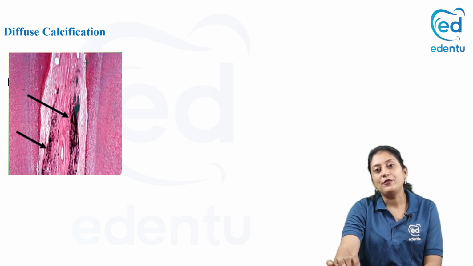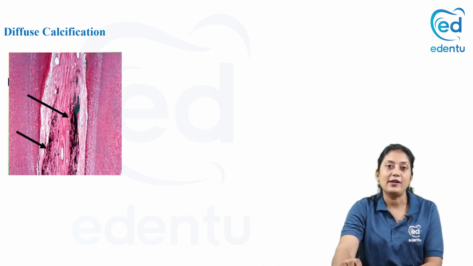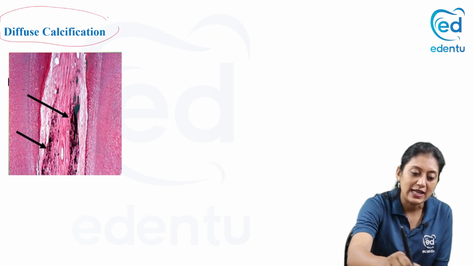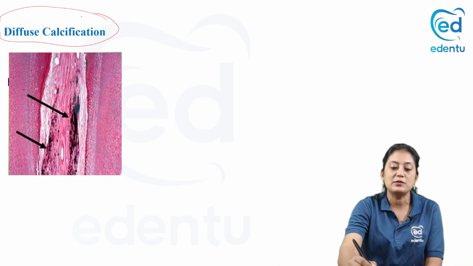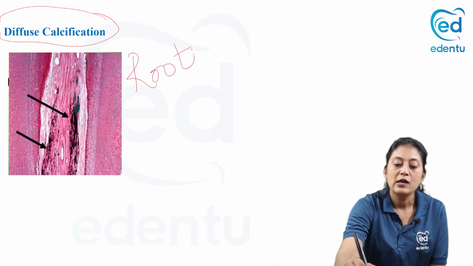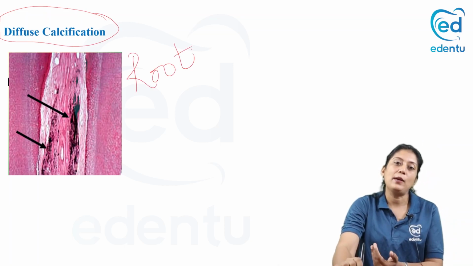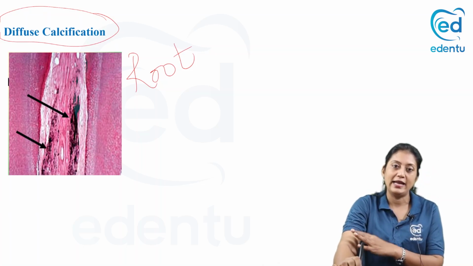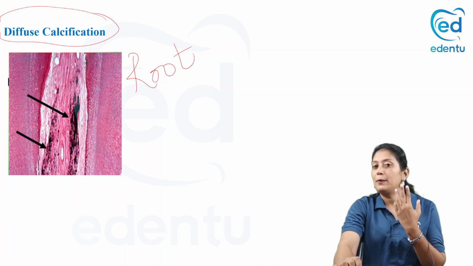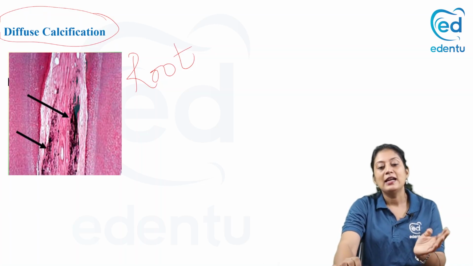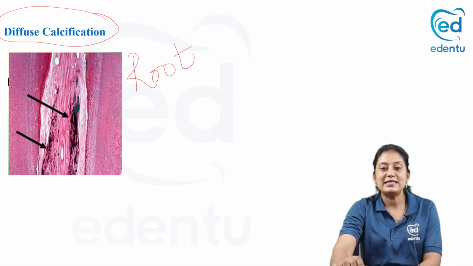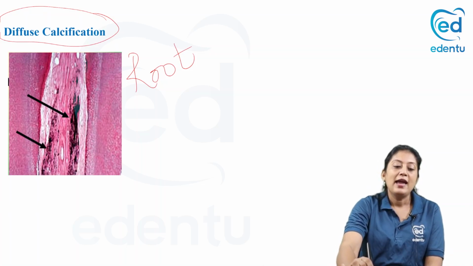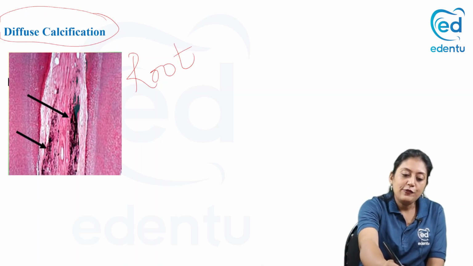All these are types of denticles, but I said there is another type of calcification that you see. It's called diffuse calcification. Diffuse calcification is mainly seen in the root, whereas pulp stones can be seen either in the pulp chamber, that is in the crown, or in the root canal, but most often in the pulp chamber, that is denticles. Diffuse calcification is mainly seen in the root canals. And as you can see, it is diffusely arranged.